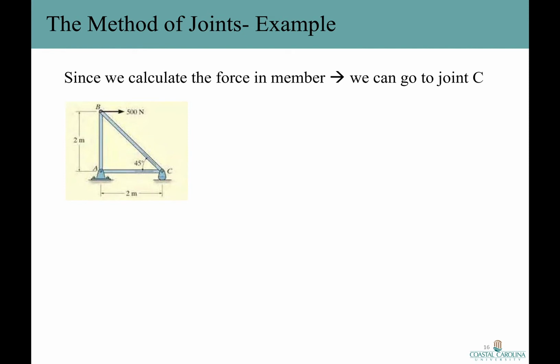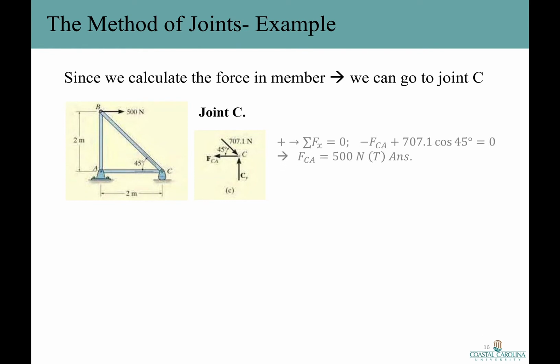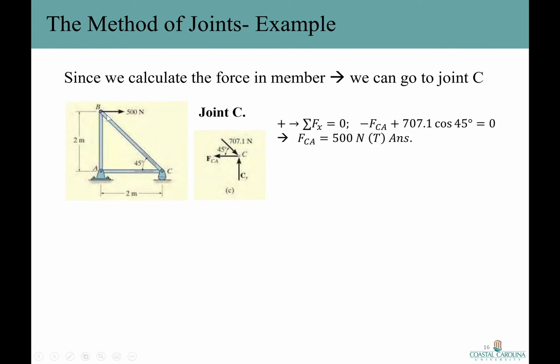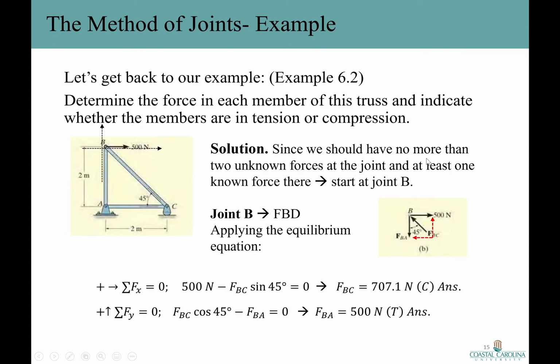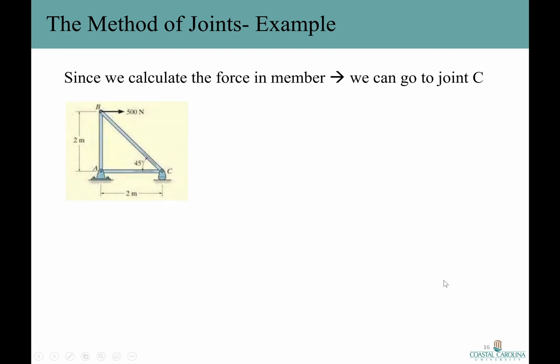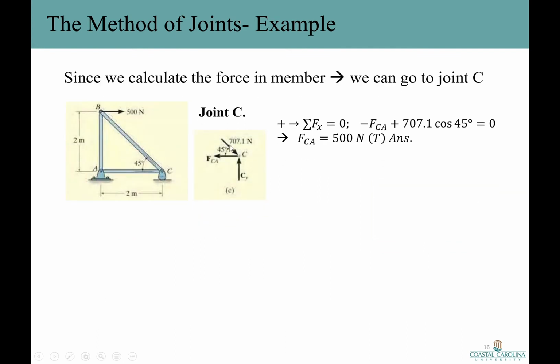Since we calculated the force in that member, now we can go to joint C. Here is a free body diagram of joint C. It has a reaction from the support here, Cy, the F sub Ca, and a compression. We just got it from the past step, right? The compression force of 707.1 Newton.